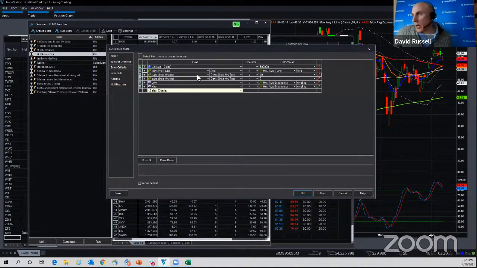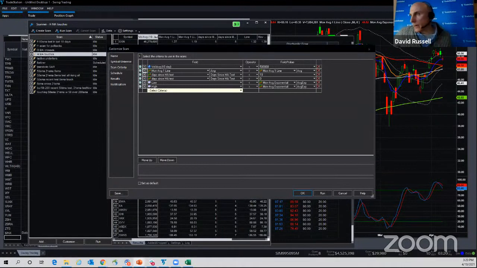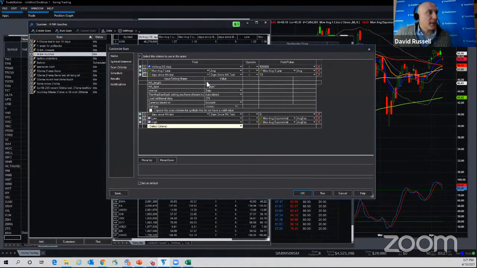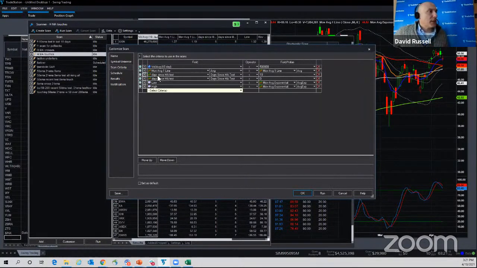Next, let me see how I wrote this one. I'm sorry, I'm looking at the wrong thing. All right, so what this now does is days since MA test, again greater than 0, less than 10. With this one I set the 50 simple, so it is going to look for stocks that tested their 50-day moving average in the last 10 sessions. You could put in 21-day exponential, you just have to write the word exponential, and make sure you don't misspell it. And that's exactly what the results have given us.